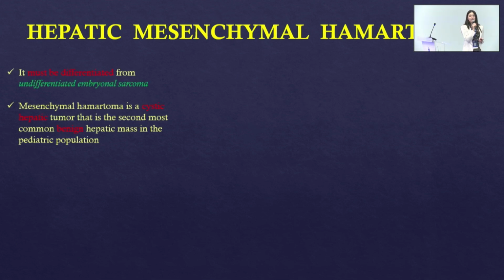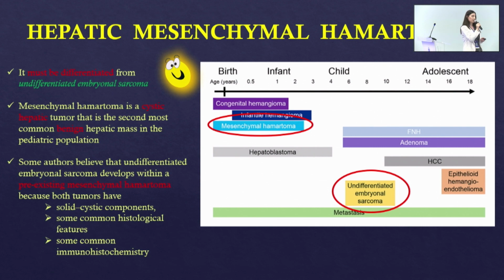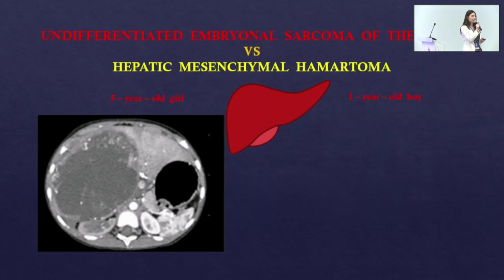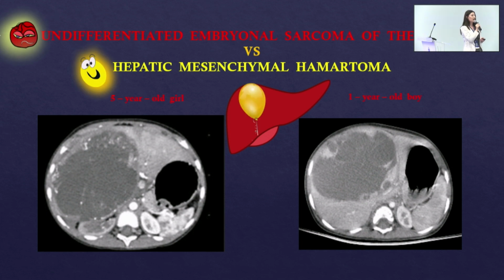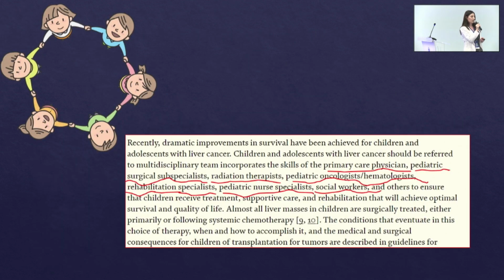Next, about hepatic mesenchymal hamartoma. It is the main differential diagnosis for embryonal sarcoma, and as you can see in this graphic, it occurs in younger patients, but it has similar appearance on CT and MRI. And here I have 2 cases which have similar appearances on CT, but one of them is hamartoma, the other is sarcoma. And when you pay attention to their age, we can find that the first one is embryonal sarcoma, the next one is hepatic mesenchymal hamartoma.